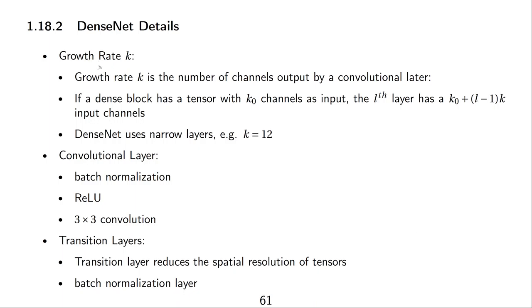In this context, the authors introduced the concept of a growth rate k. So the growth rate k is the number of channels output by one of the convolutional layers. So the whole DenseNet block has a tensor with k0 channels as input, where k0 can be significantly higher than the growth rate k. And then the lth layer has k0 plus l minus 1 times k input channels. To manage this, the authors propose k equals 12, which is a modest number of channels.